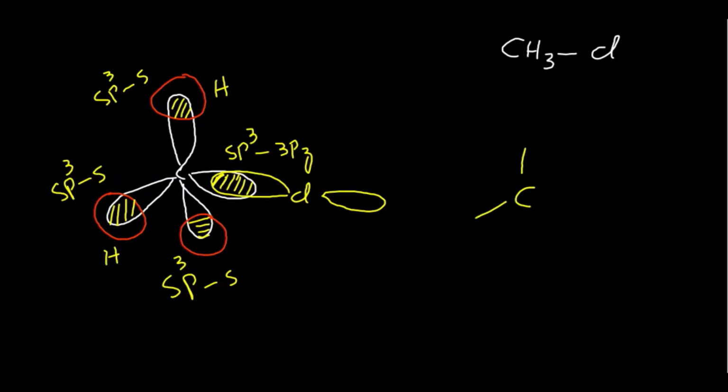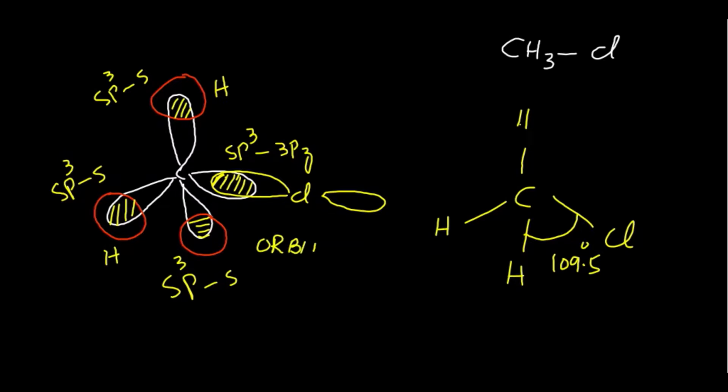Now the shape of the molecule will be like this. Here we have hydrogen, hydrogen and hydrogen, and here we have chlorine, and the bond angle between them is 109.5 degree, that is the tetrahedral angle. This is the orbital structure of methyl chloride. I hope this is clear, students.